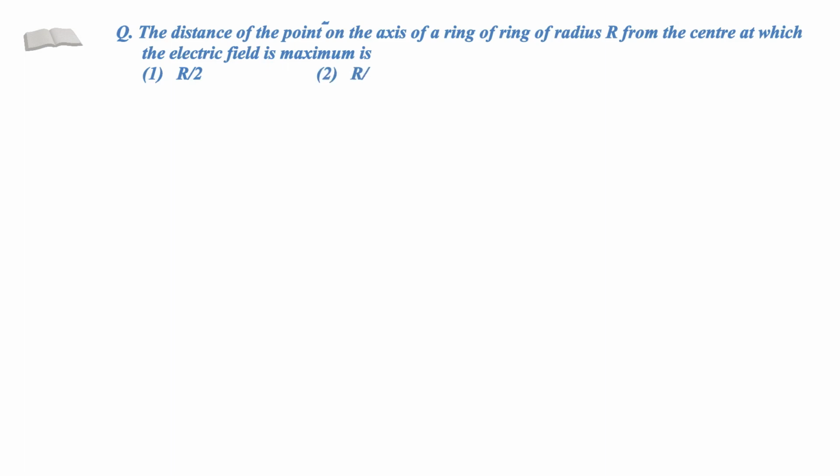The distance of the point on the axis of a ring of radius r from the center at which the electric field is maximum is.